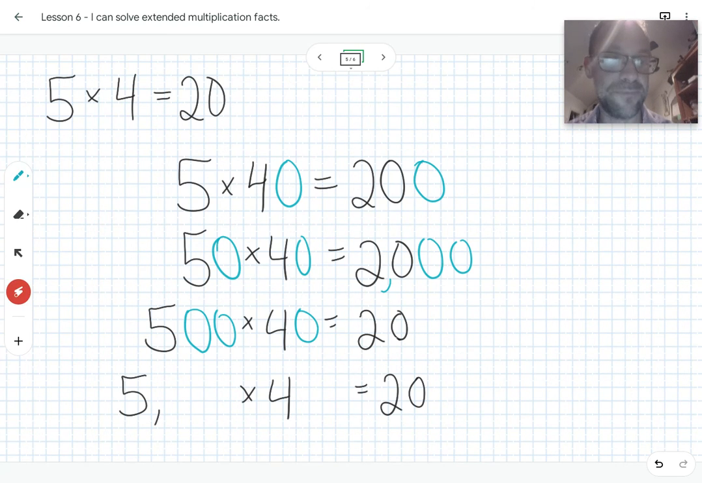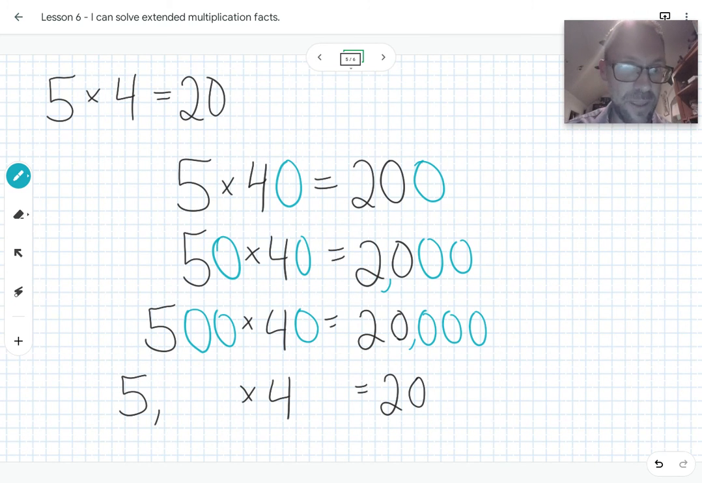Okay, welcome back. Step 1, 5 times 4, the basic math fact, that's 20. And then we'll count up 1, 2, 3 total zeros. So we'll add 1, 2, 3 total zeros and put in our comma. All right, last one to try. You ready? Here we go. What if we had 5,000 times 400? Biggest one yet. I think you can do it, though. I'll meet you on the other side of this problem.